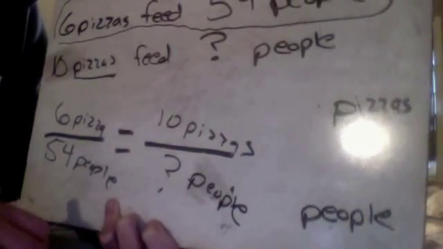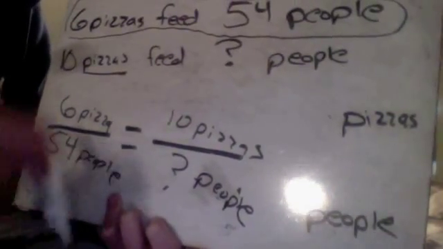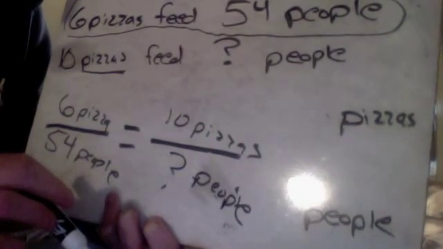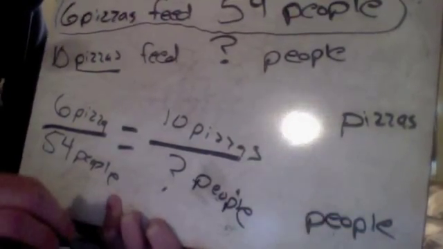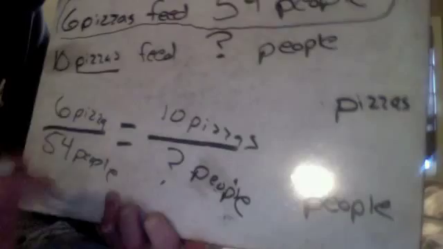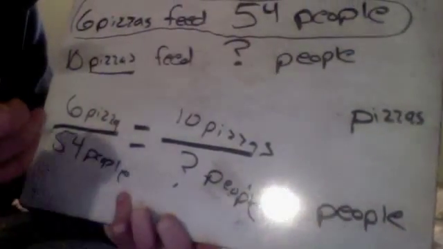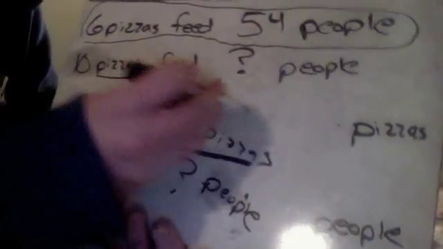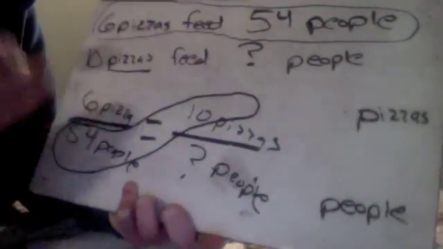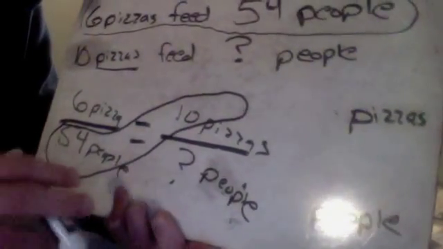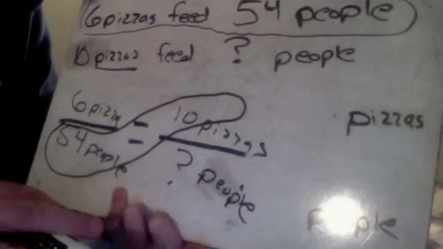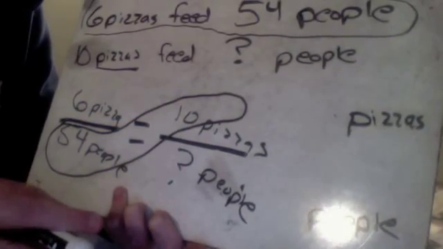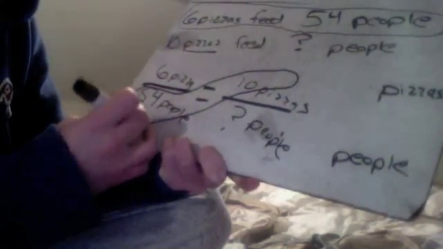So just like the other problem, we want to diagonally multiply. We need two numbers that are diagonal from each other in this proportion, and that would be the 54, which is diagonal from the 10. So we first multiply, we diagonally multiply, 54 times 10. And you can use a calculator if you need it, but 54 times 10 is 540.